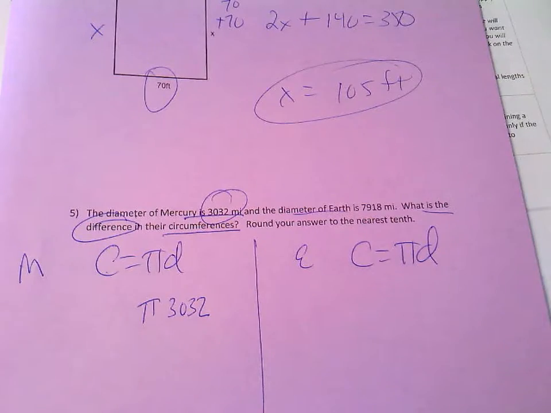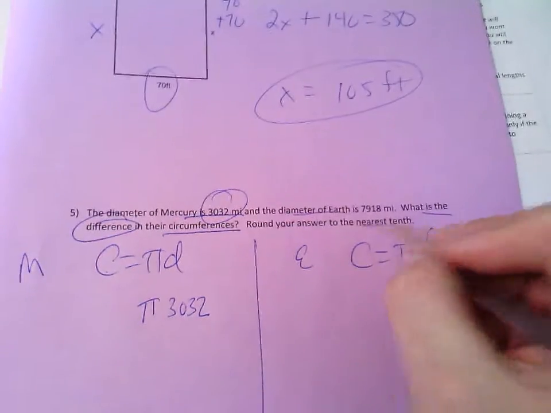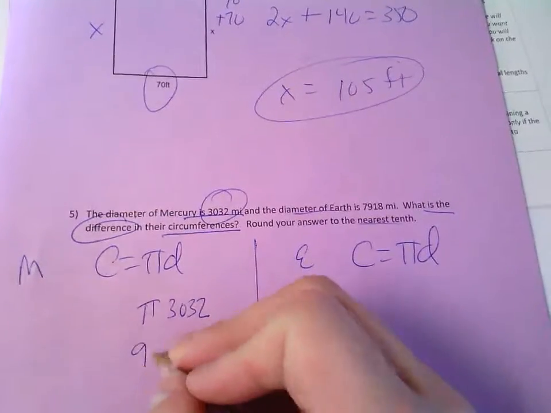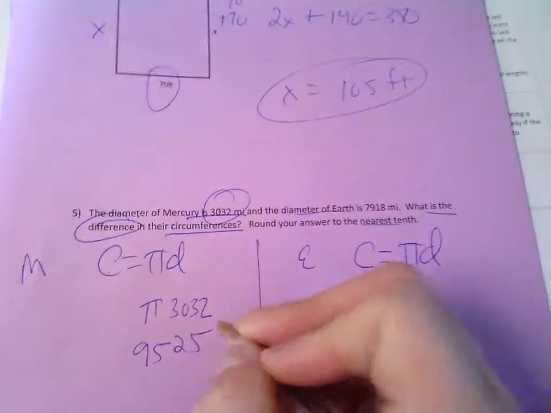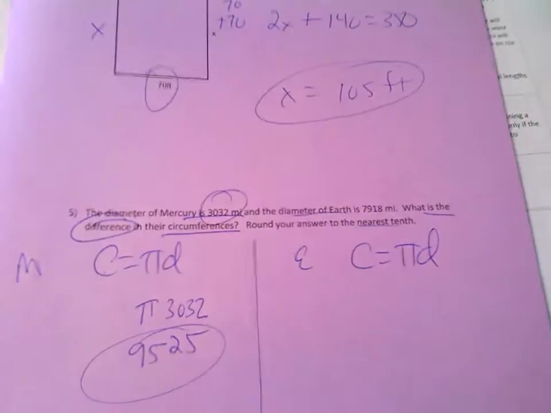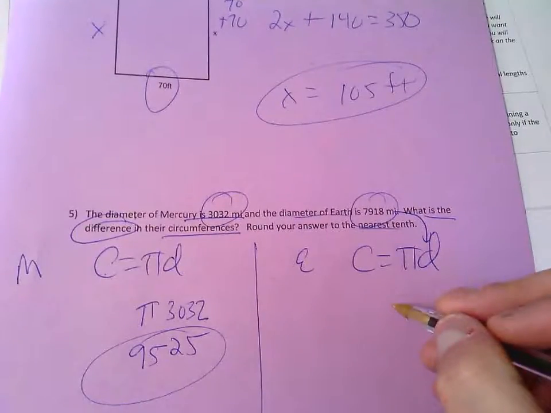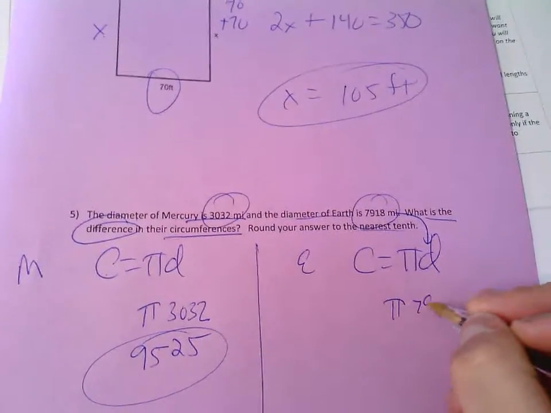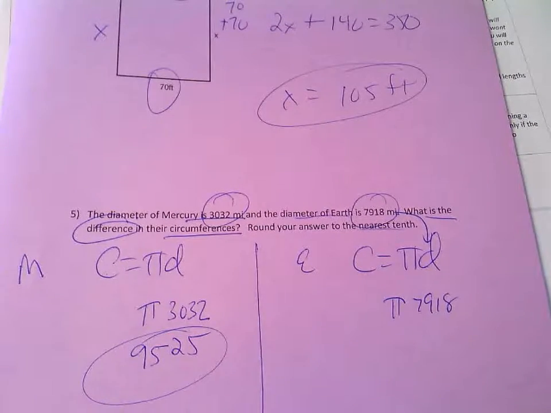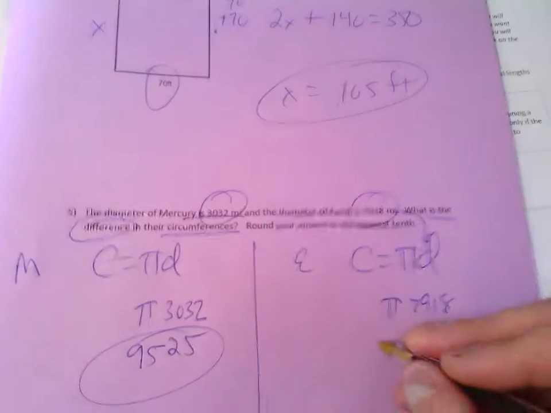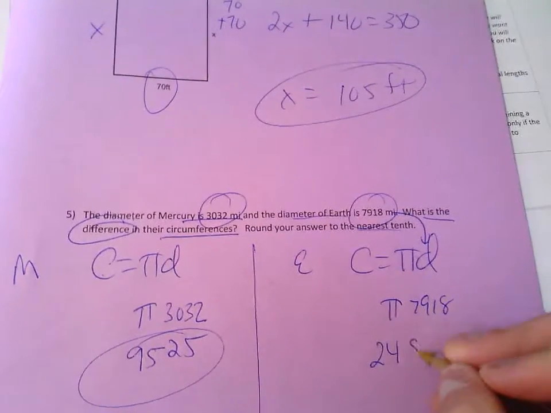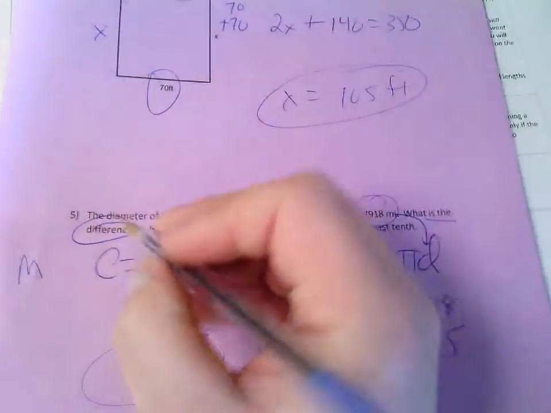And we're just going to round it to the nearest, I don't even care about the tenth. We'll just go whole numbers. So we got 9,525 is the circumference of Mercury. Right? Circumference of Earth, now this goes here. We get pi times 7918. Put that into a calculator. And we get 24,875. All right, now the key is this difference.